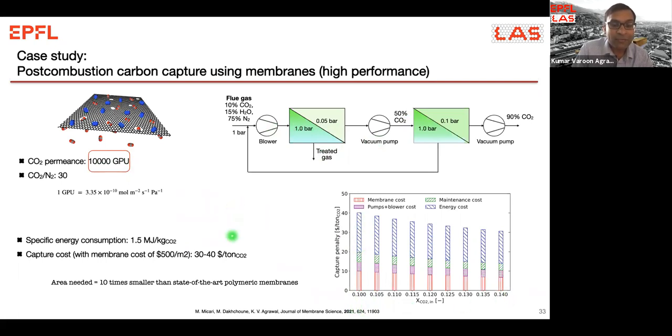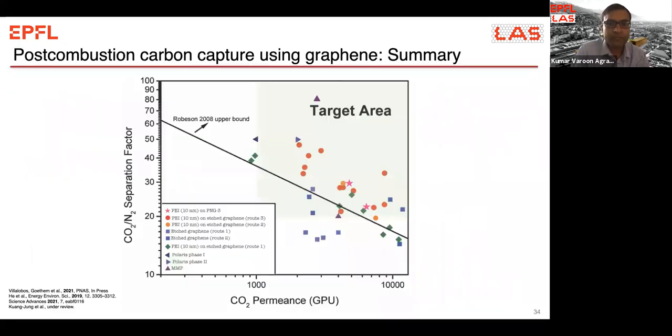And so this is despite the fact that we assume a quite conservative membrane cost, which is $500 per meter square, compared to polymeric membranes, which are about 10 times cheaper than this. So where we are in terms of CO2 nitrogen separation in the lab, what I show you is a plot which is known in the gas separation community as a Robeson plot, but the equivalent of that in terms of CO2 permeance, which is in gas permeation units, right?